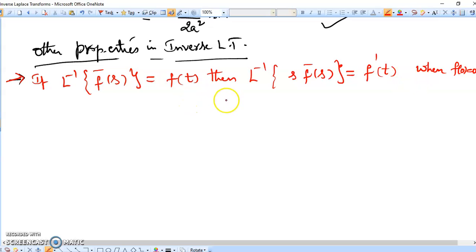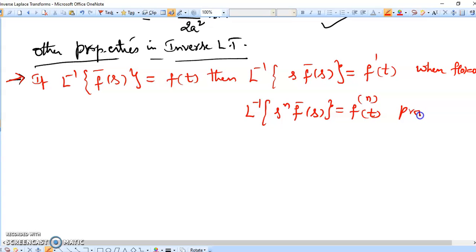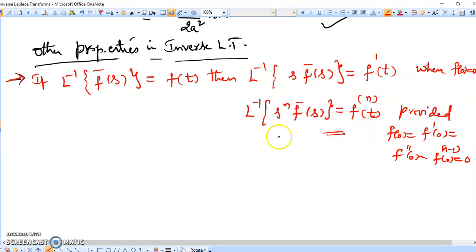Right? And not only this, if I multiply f bar of s with s to the power of n, L inverse of s power n into f bar of s is equal to f n of t. What is f n of t? This is the nth derivative of f of t. Okay, and this exists provided f of 0, f dash of 0, f double dash of 0, and so on, up to f n minus 1 of 0, all these terms become 0, then only this is true.